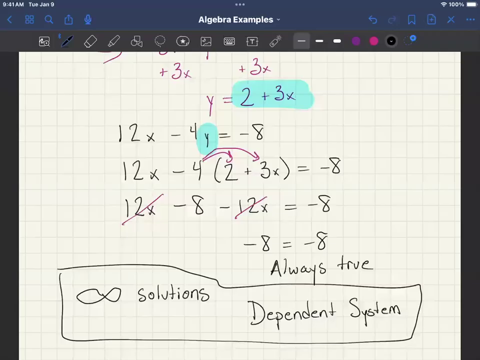So we might also call it a dependent system. So this one is called dependent when there are infinitely many solutions.